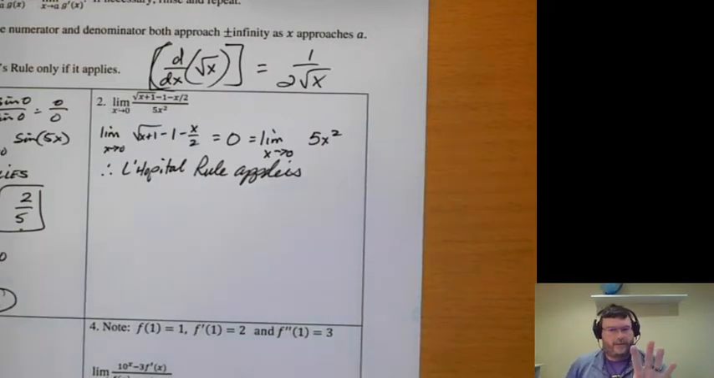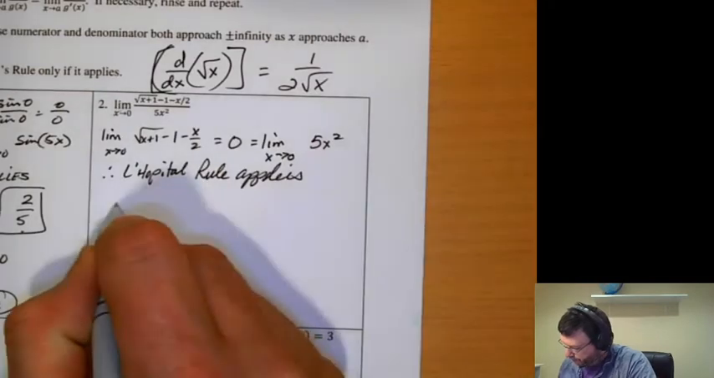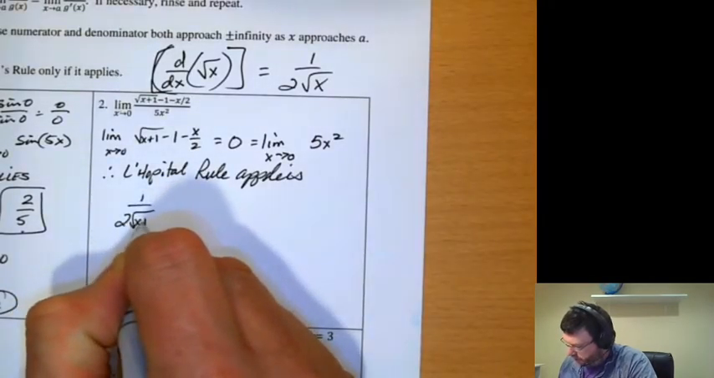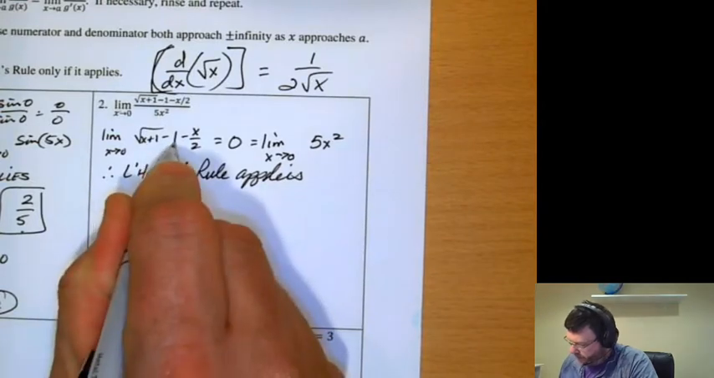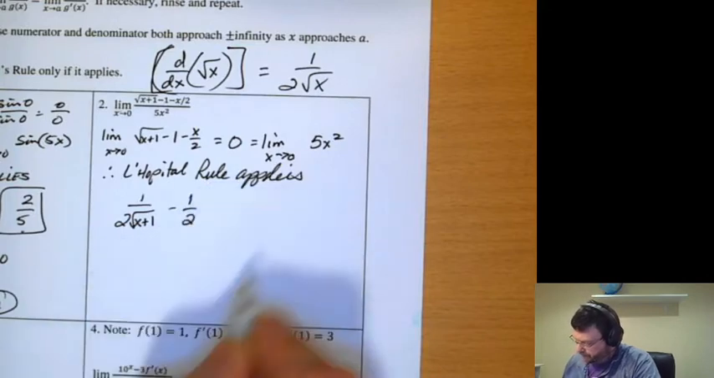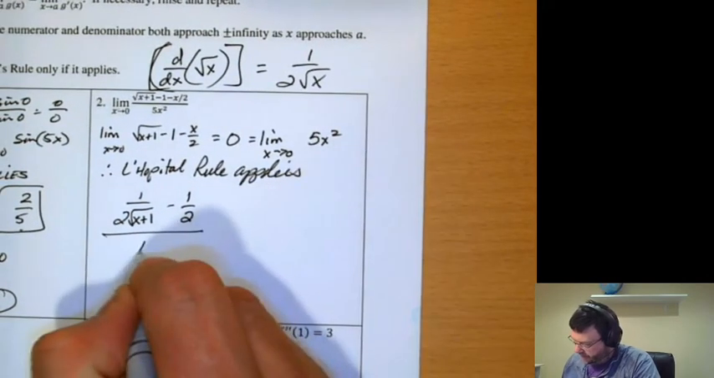Now, if you need the chain rule, make sure that you have the derivative of the inside. So the derivative of the inside, in this case, x plus 1 is still 1. So we're good on that. So this would be 1 over 2 square root of x plus 1. The derivative of 1 is 0, and the derivative of x over 2 is 1/2. Derivative of 5x squared is 10x.